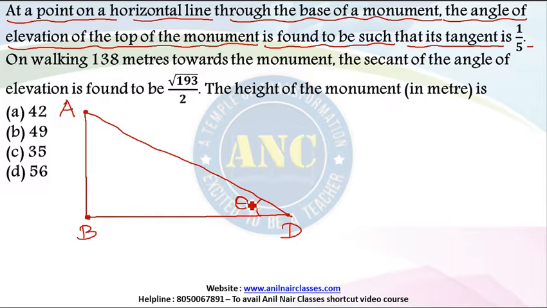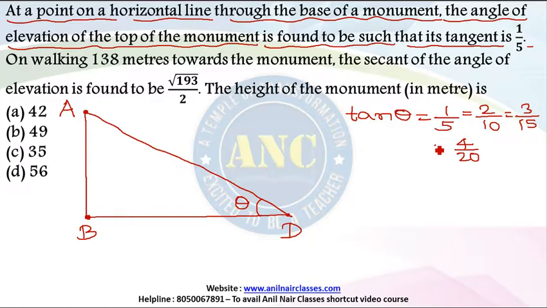I will call the angle theta. It is given that the tangent of that angle theta is nothing but 1 by 5, right? Tangent is 1 by 5. That means tangent of that angle theta is 1 by 5 means it can also be 2 by 10, or 3 by 15, or 4 by 20. It can be any of these values. All these values represent 1 by 5 itself, right?